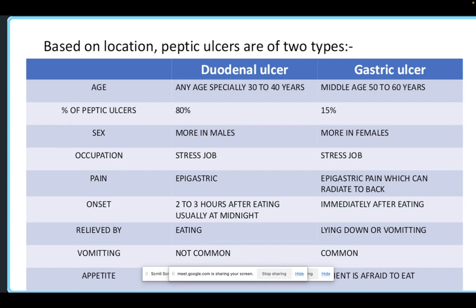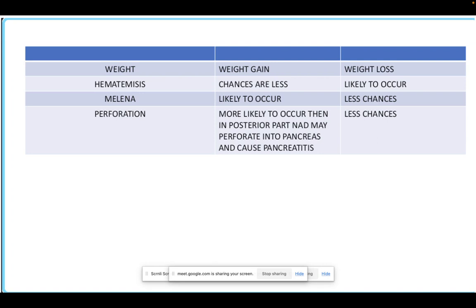In duodenal ulcer, there is increased appetite. In gastric ulcer, the patient is afraid to eat. In duodenal ulcer, there is weight gain. In gastric ulcer, there is weight loss.